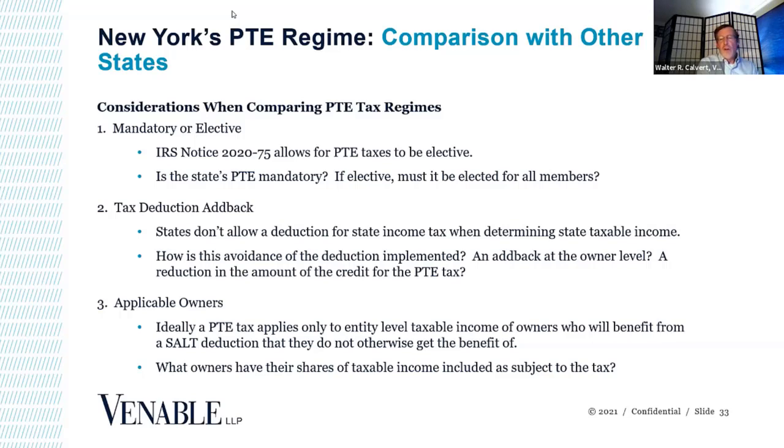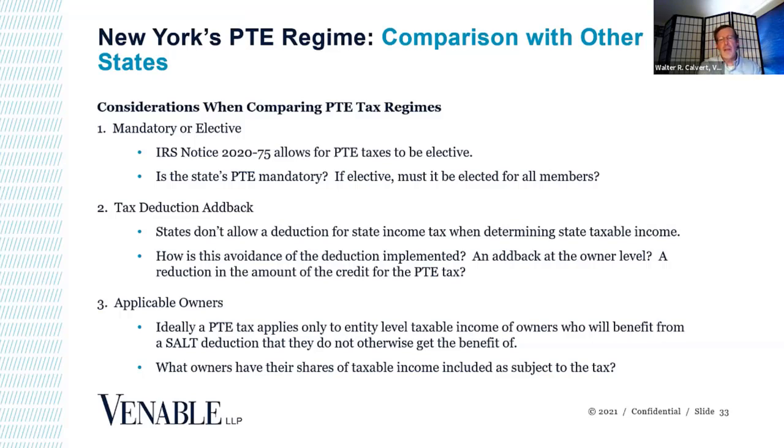Applicable owners differ. Many states will typically sort out that the tax will not apply to that portion of the income attributable to nonprofit organizations, corporations. Typically it will apply, like New York does, to individuals and trusts, but there's quite a bit of variation along the spectrum there.